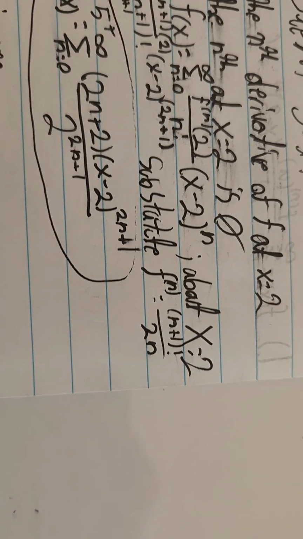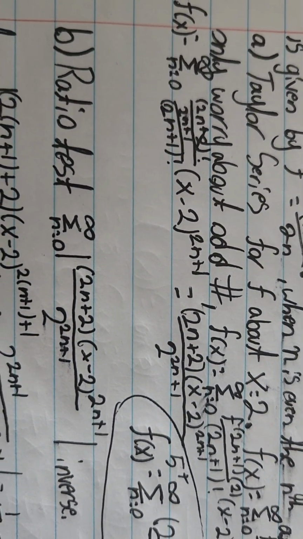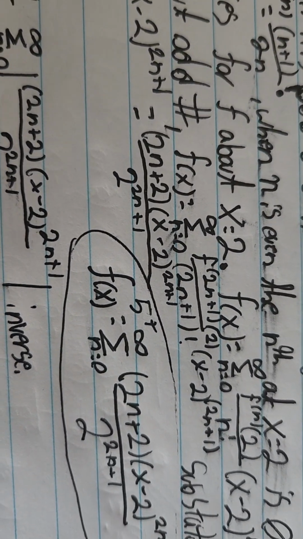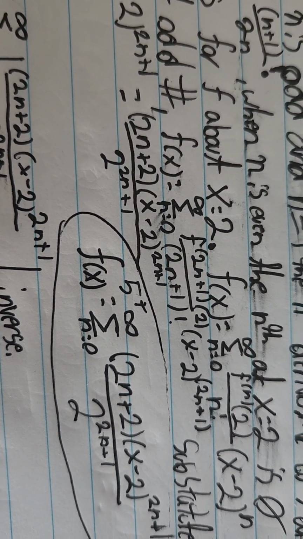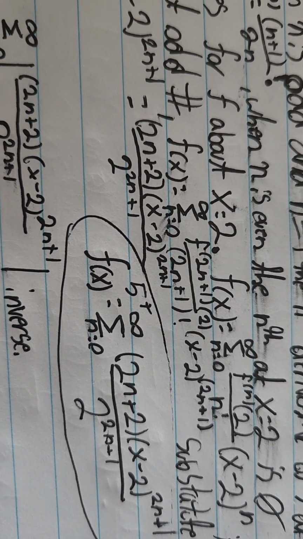There's a lot. Then you substitute what we were given for f of n, which is n plus 1 factorial over 2n, into it. As you can see, I literally just plugged it in, multiplied it out, and then you simplify, getting rid of a lot of like terms and your factorials, to end up with 2n plus 2 times x minus 2 to the 2n plus 1 over 2 to the 2n plus 1. And then that is your final series.